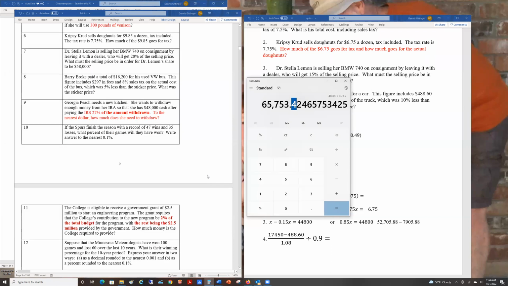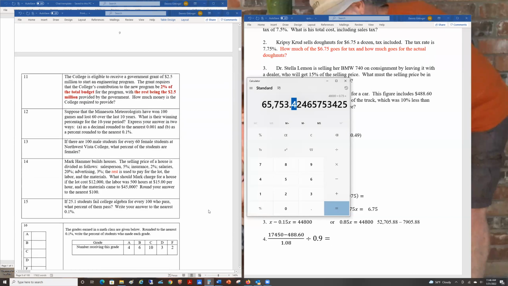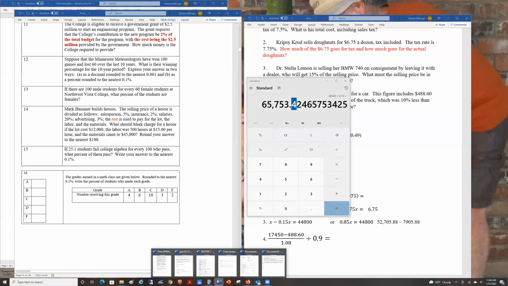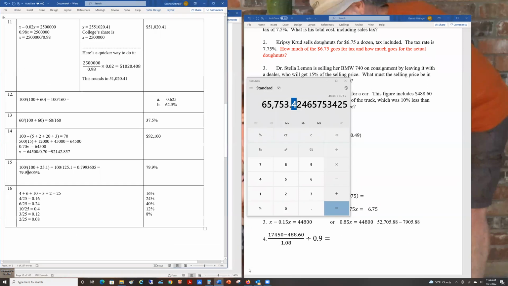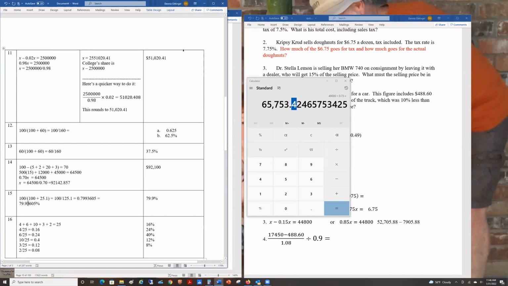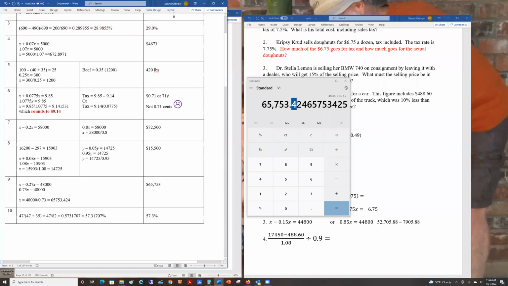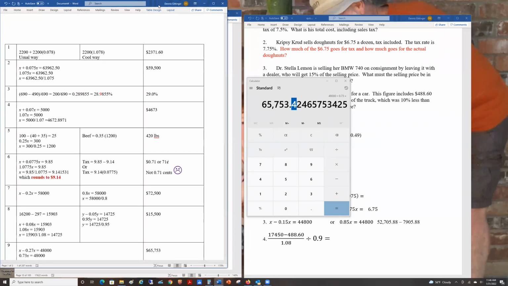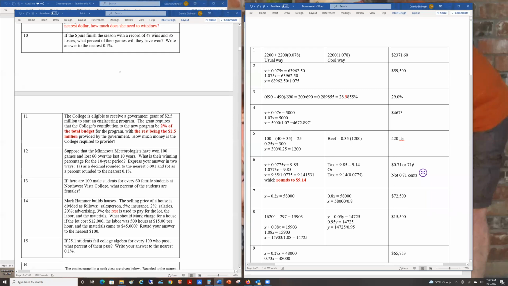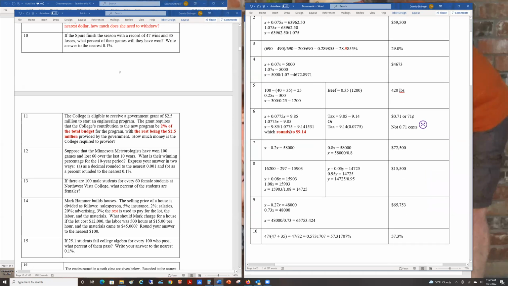All right. Let's see if I have... I think this is the right one. Yeah. Number 10.